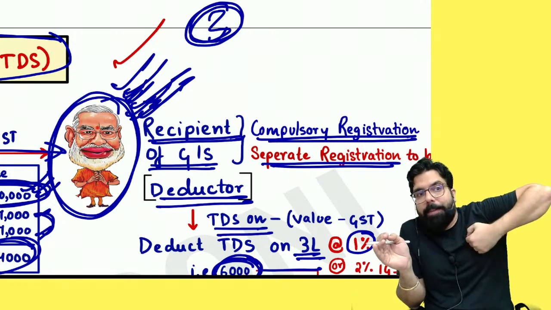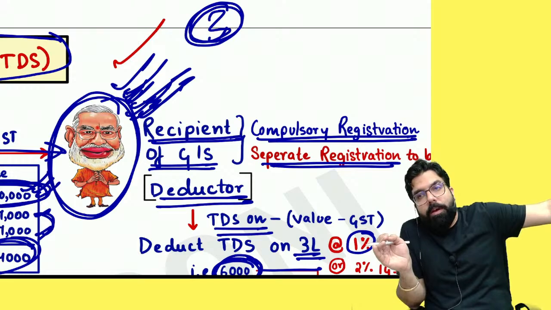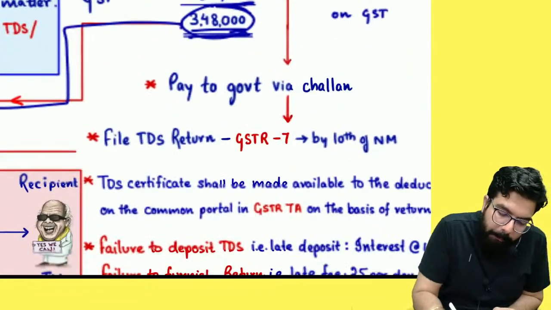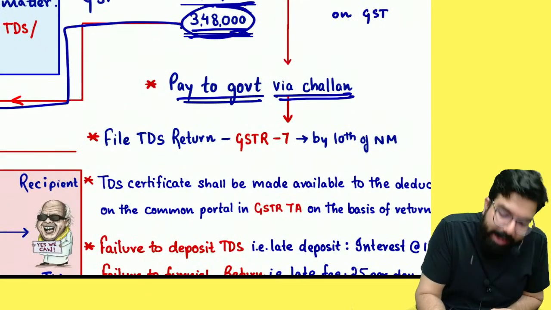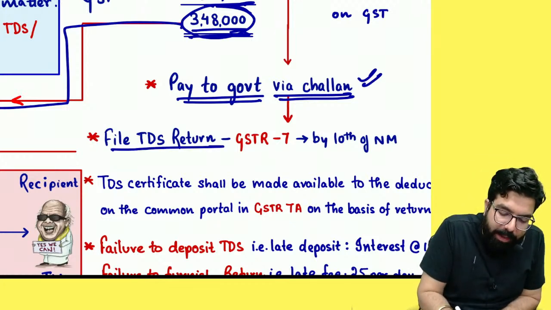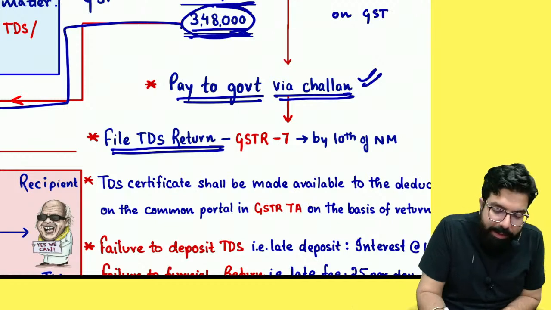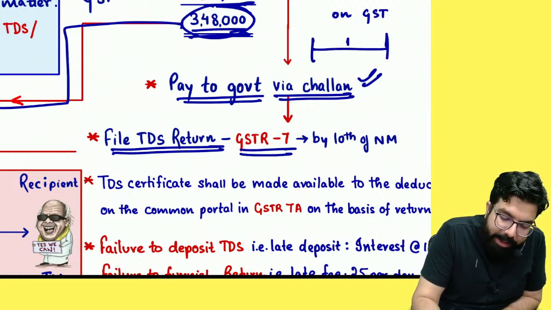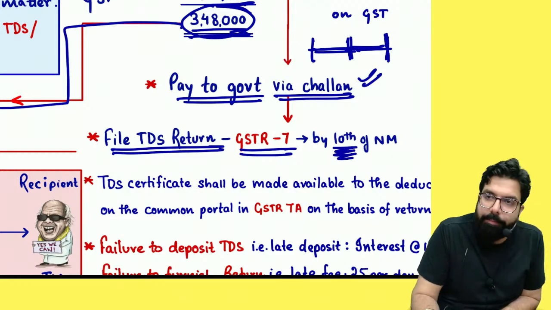Whenever they are making the payment to a supplier, they will deduct what? TDS, and they will give it to whom? They will give it to the government by challan. Are we clear? Once they make the payment to the government, they file which return? TDS return. This month, whatever is deducted, they have to pay by what date, everyone? Next month's 10th. Are we clear?